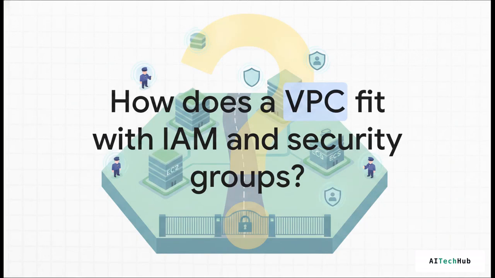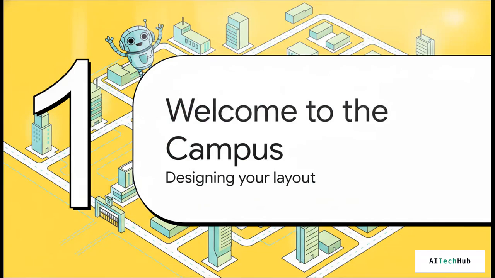So here's the big puzzle for today. What on earth is a VPC? And how does it actually fit in with the IAM and security groups we've already covered? It's a really great question. You know, when you start building in the cloud, people throw these terms around like confetti. We've dug into IAM, we've looked at security groups, but where exactly does the virtual private cloud sit in all of that? How do they work together to keep you safe? To really get this, we're going to step away from the digital world for a second and imagine something physical. Which brings us to part 1.